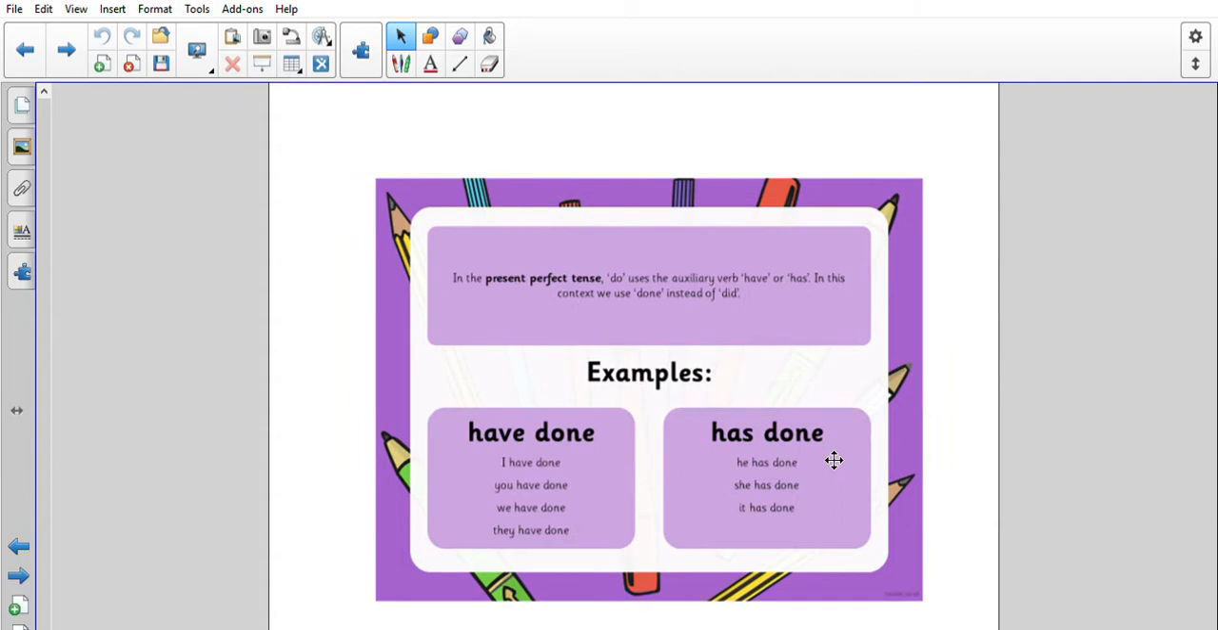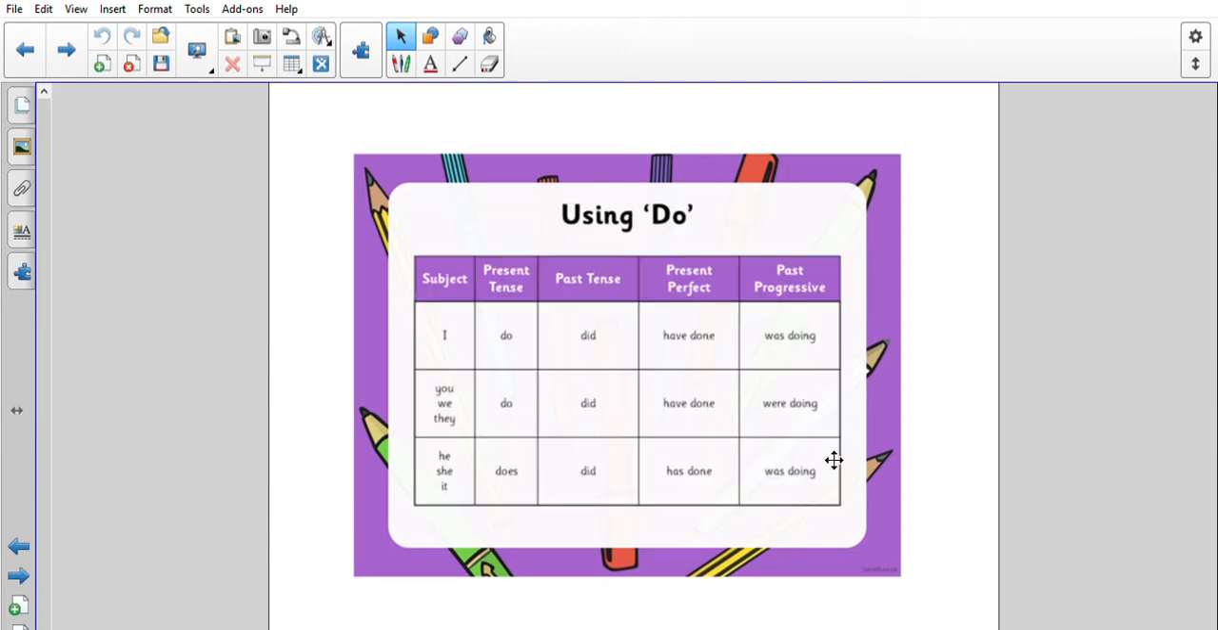In the present perfect tense then, do uses the auxiliary verb have. So like what we looked at yesterday and the day before when we were looking at seen or see, if you are using done, you must use has, have or had as well. So if you just use this to help you a little bit: I do, I did, I have done, or I was doing. You would never say I done or you done, we done. If you are using done, it has to have has, or had.